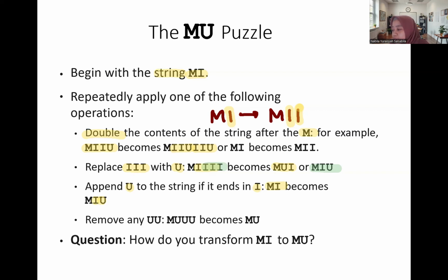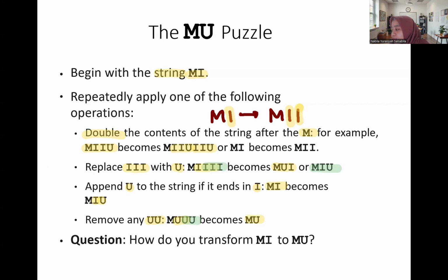For the last operation, we remove any double U. In this example, since we have triple U, we can replace the first double U or the second double U. So either way, we can get the MU. Okay.